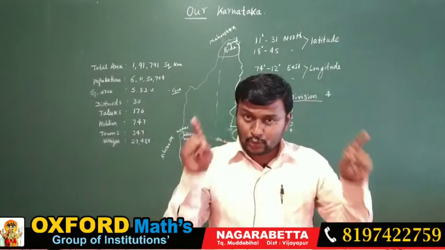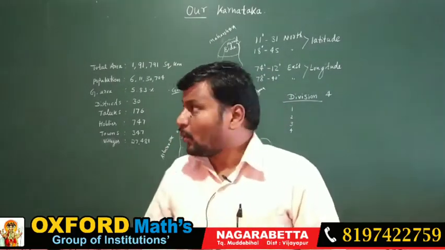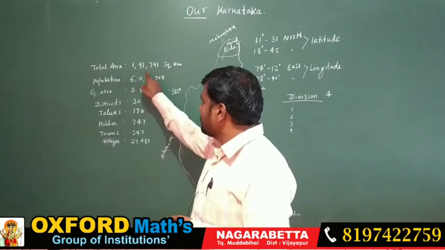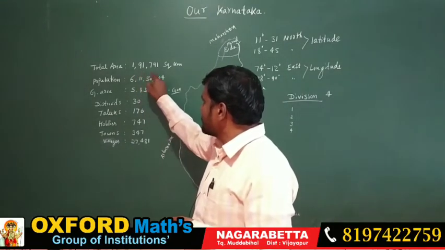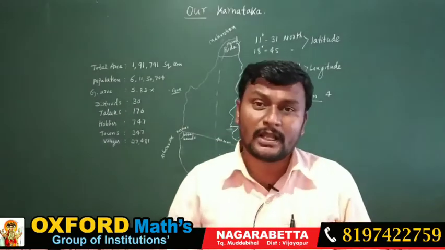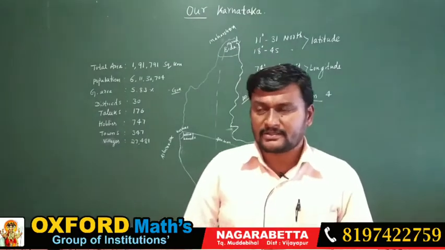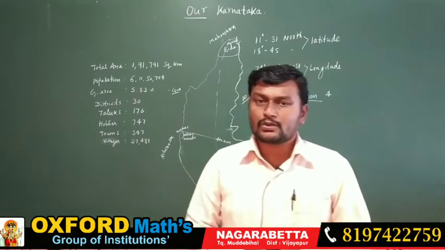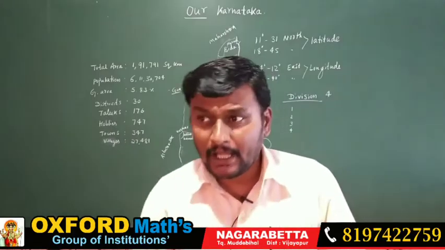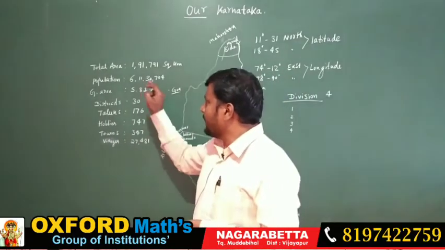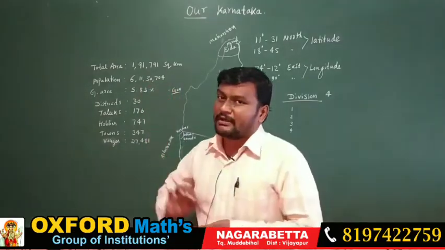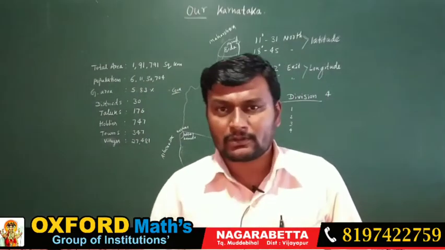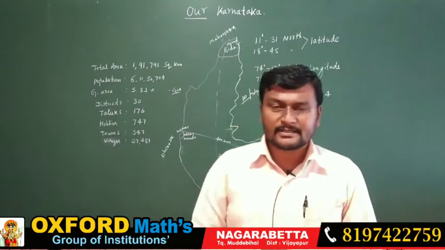And what is the total area of Karnataka? 1,91,791 square kilometers. And according to the 2011 census, what is the total population of Karnataka? It is 6,11,30,704 according to the 2011 census.